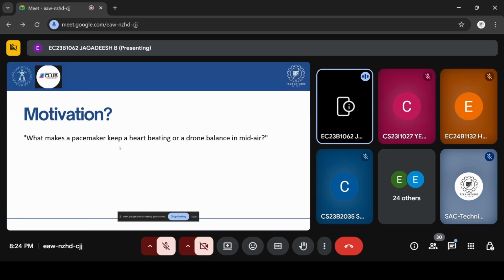This makes sure that the heartbeat is at the desired level. In the case of a drone, we'll use an IMU, which contains an accelerometer, gyro, and magnetometer. This raw data is converted into roll, pitch, and elevation. Using this data, we can perform many tasks, but simply we can just balance in midair, like hovering.